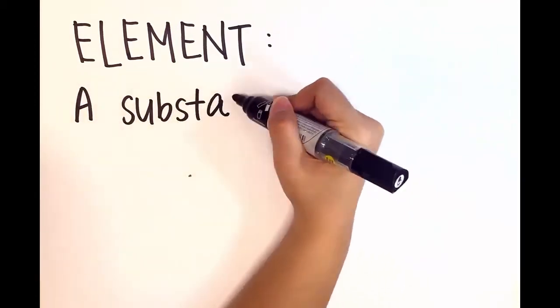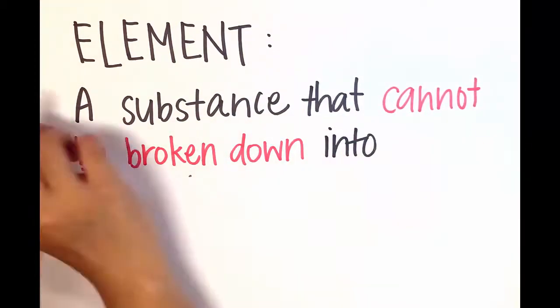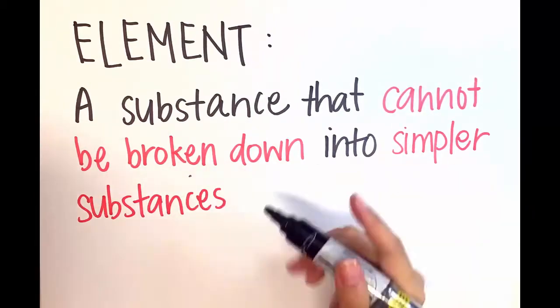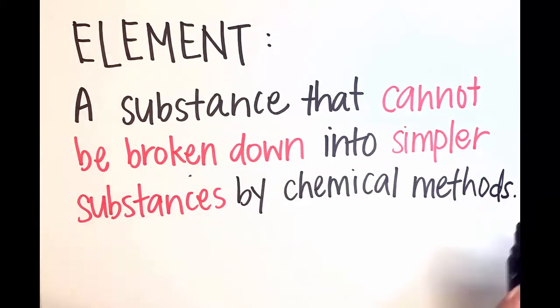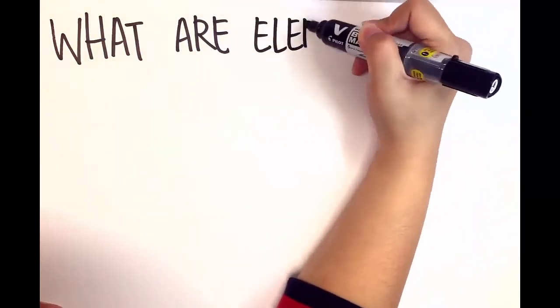An element is a substance that cannot be broken down into simpler substances by chemical methods. Examples of some commonly known elements are gold, argon, which is a gas in a light bulb, as well as iron. So what are elements made of?